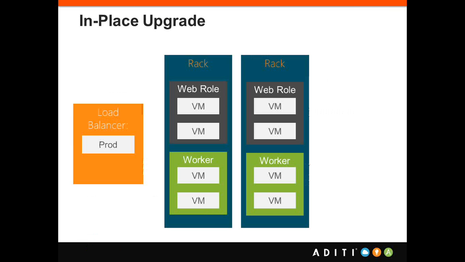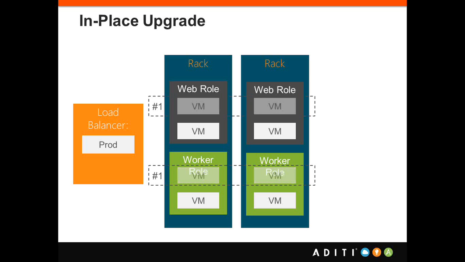Let's see how in-place upgrade works. Now I have a production environment, and I have two racks which we can call two different fault domains, where my web role has 4 instances of VM and worker role has again 4 instances. So here we say that there's one set of upgrade domain in the web role, which constitutes 2 VMs, and in the worker role you consider 2 different VMs.